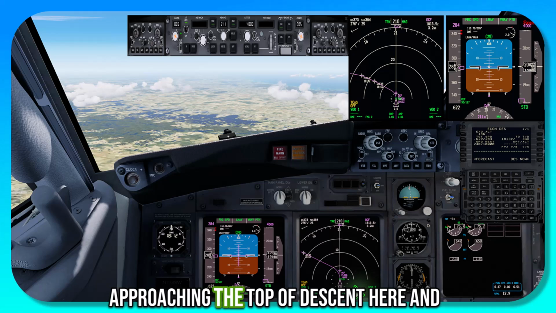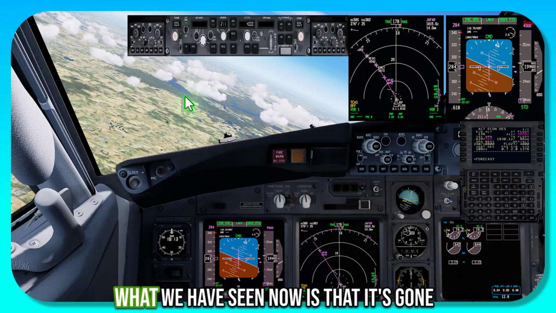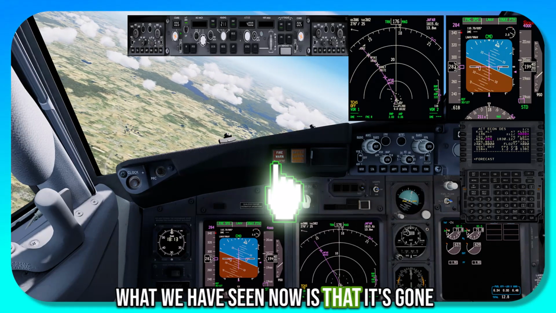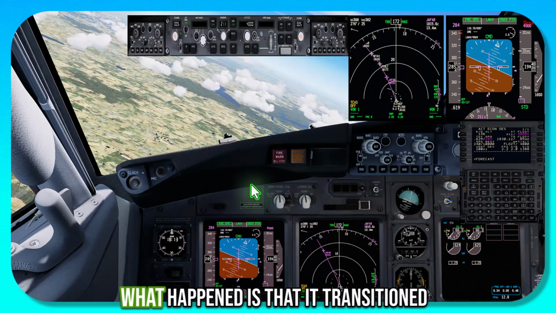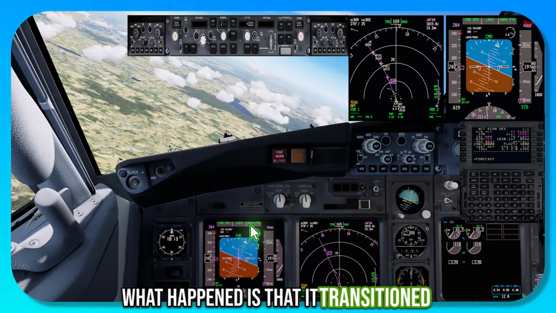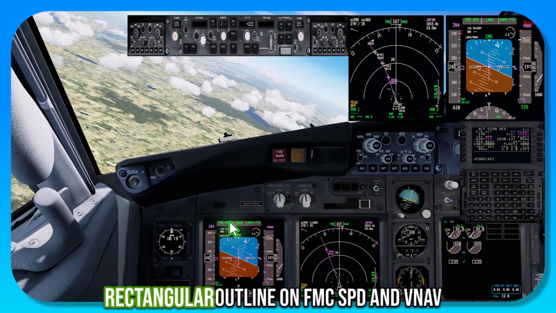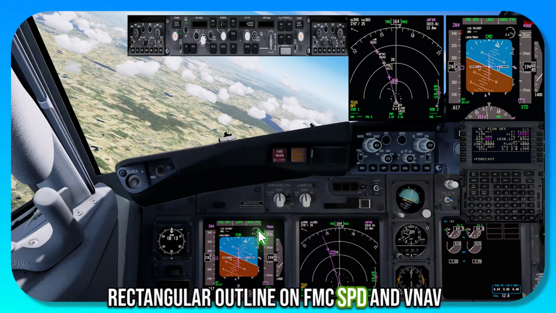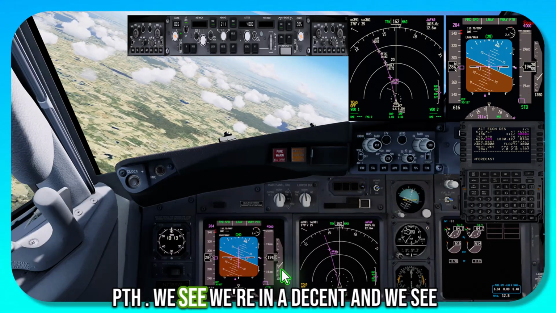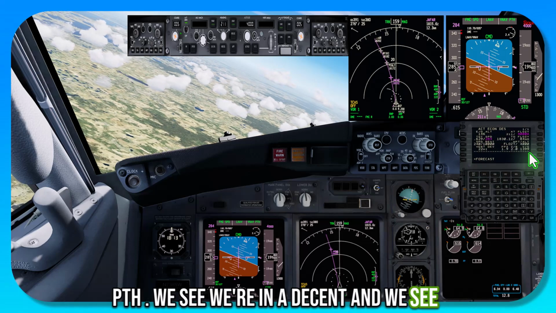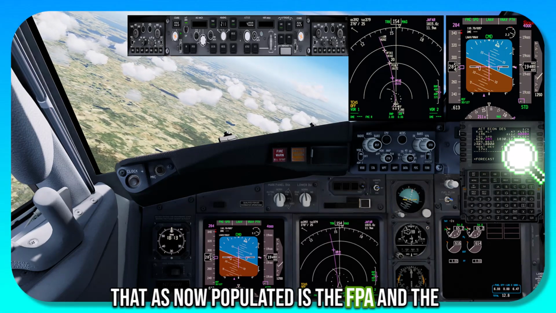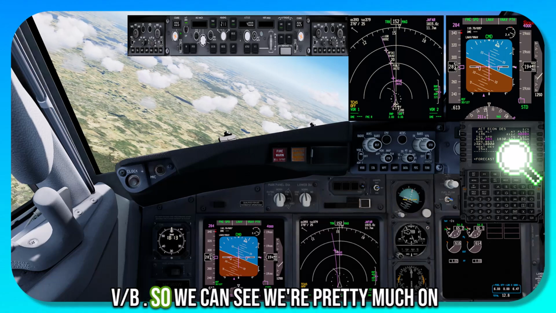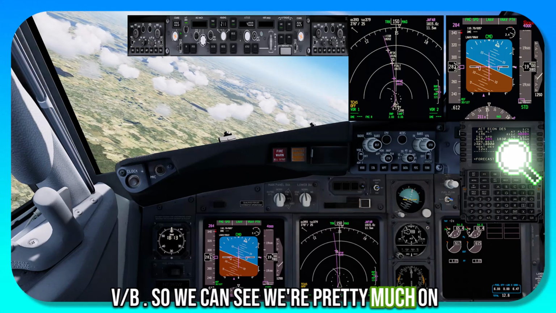So we're approaching the top of descent here, and what we have seen now is that it's gone into its descent mode. We notice that it transitioned into the descent mode by the rectangular on FMC speed and VNAV path. We see we're in a descent, and what is now populated is the flight path angle and the vertical bearing. So we can see we're pretty much on path.